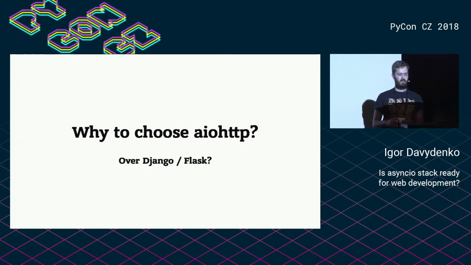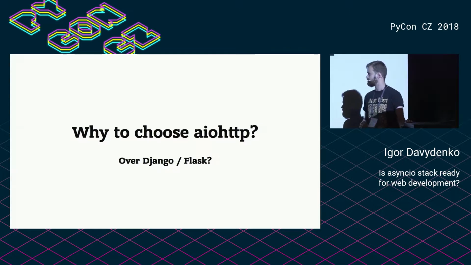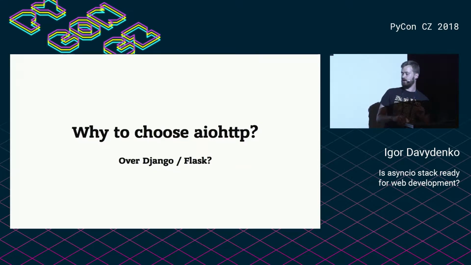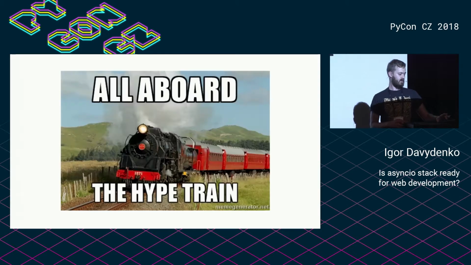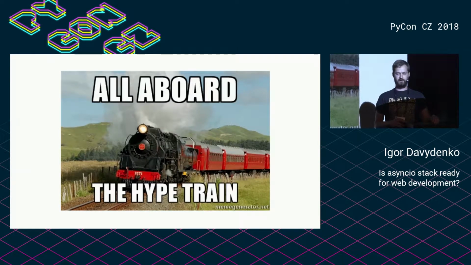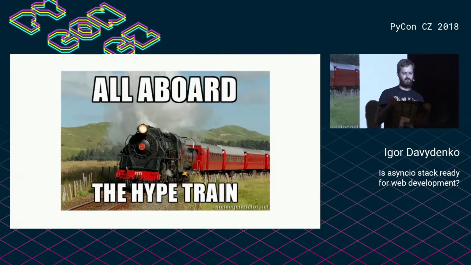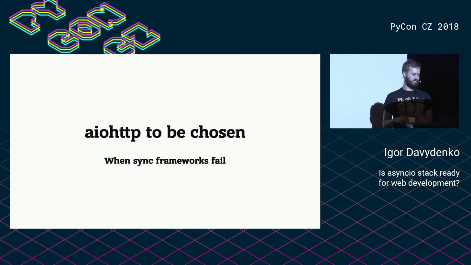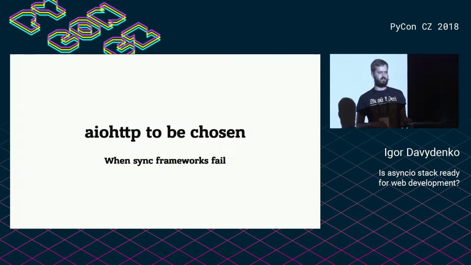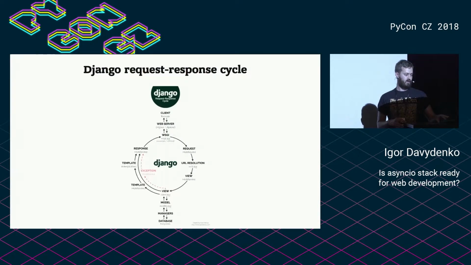So let's start with the question: why choose the aiohttp and asyncio stack over Django and Flask? And the answer is pretty clear. Just to get on the hype train, and you will be ready to be a real programmer because you're using asyncio right now. But honestly, aiohttp should be chosen when other frameworks fail. You need to remember that every time.